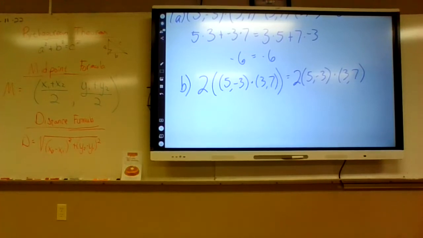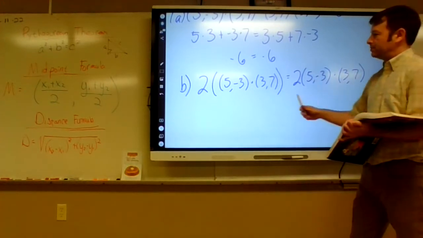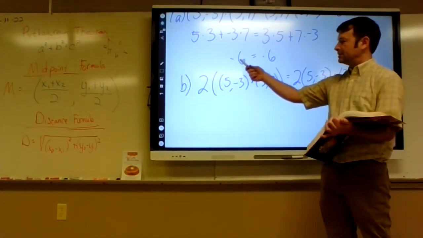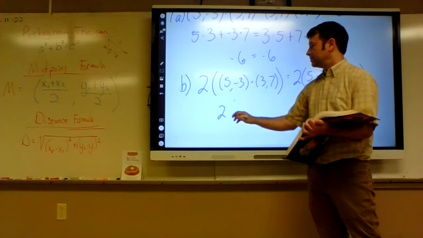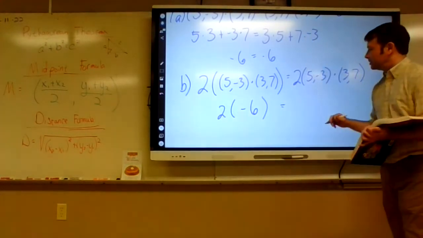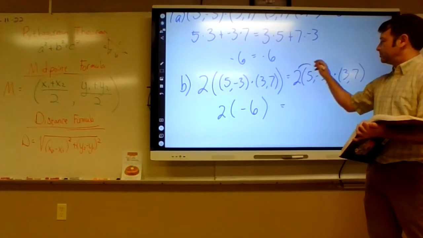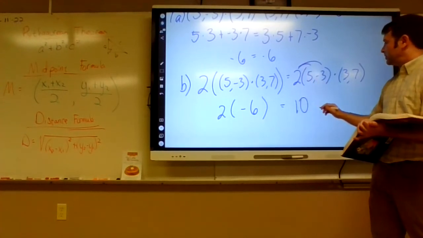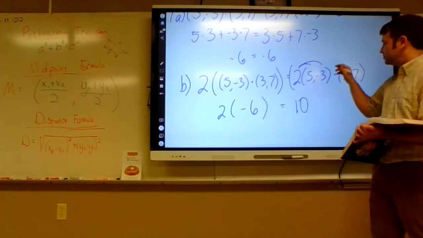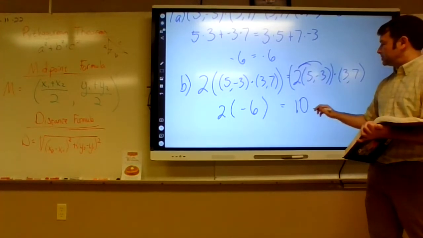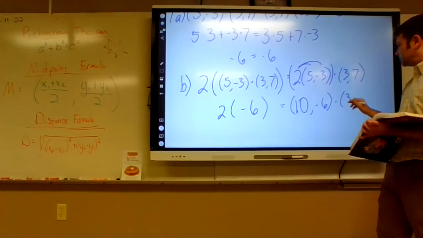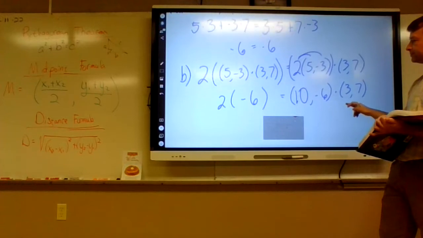So 3 is the same as 4. I'm gonna kind of cheat a little bit right here because we just did the dot product of these two, which is -6. So I'm just gonna do 2 times that, -6. And then this one, multiply that vector times 2: it's 10, -6 dot 3, 7.